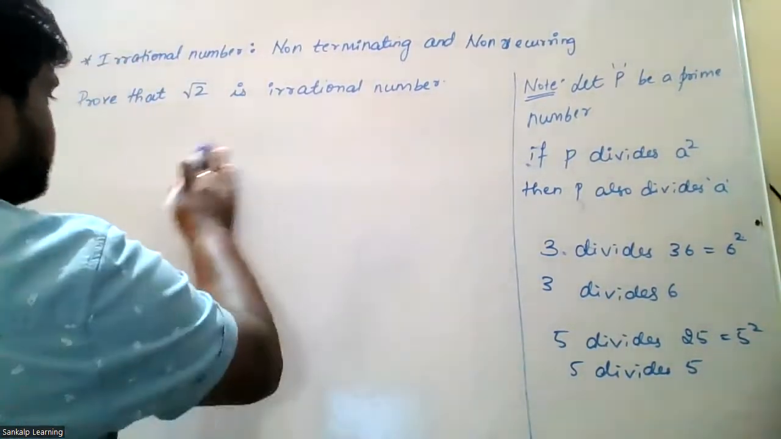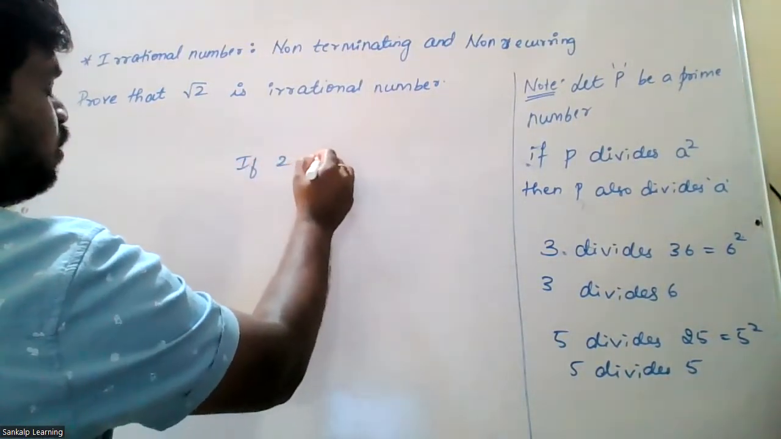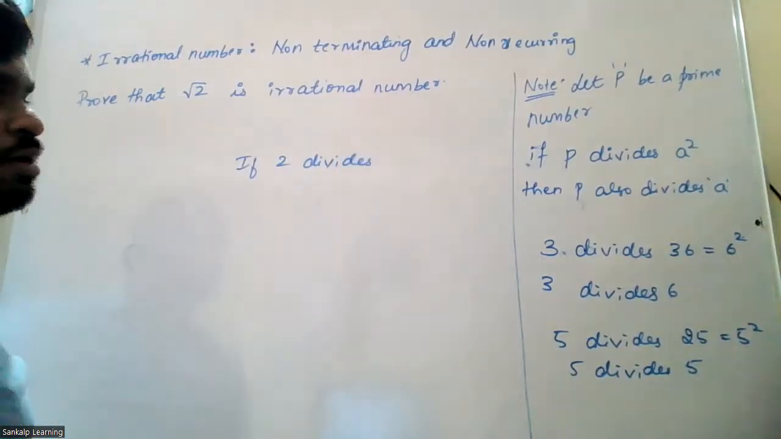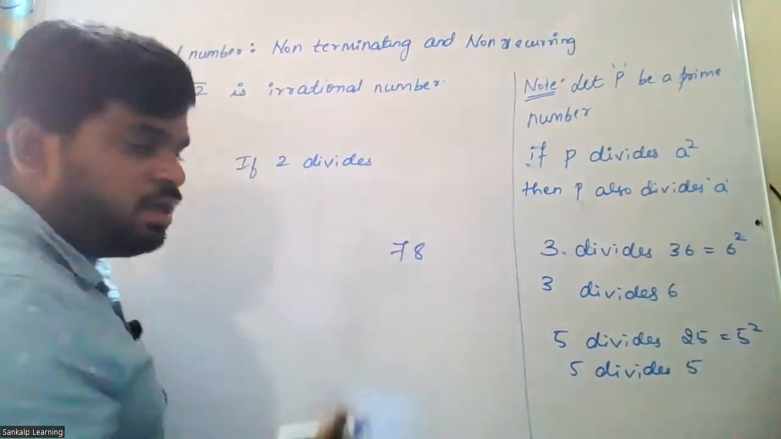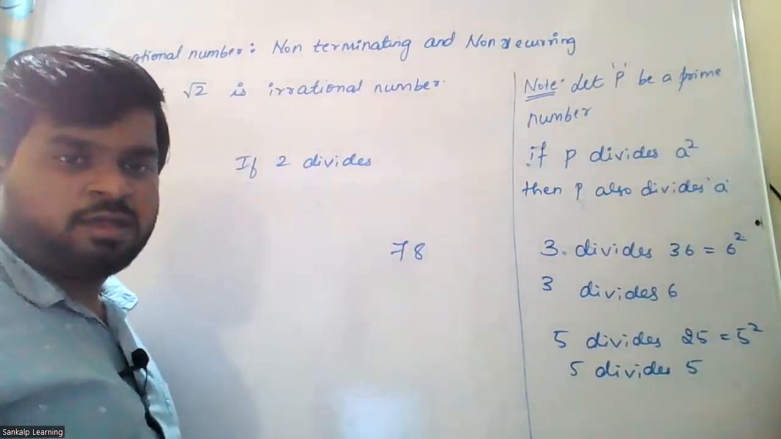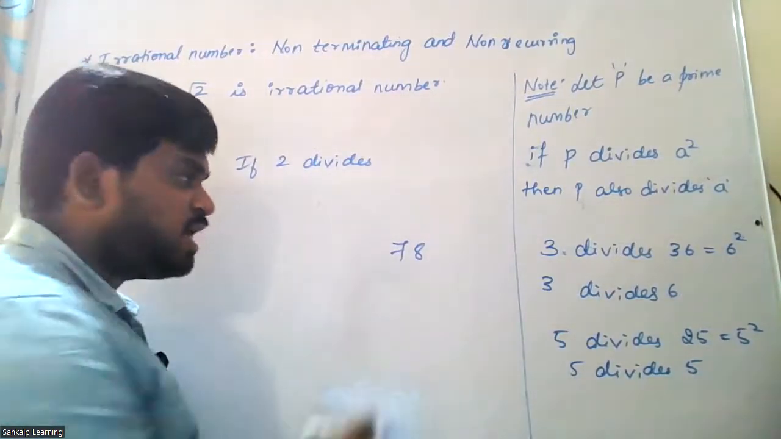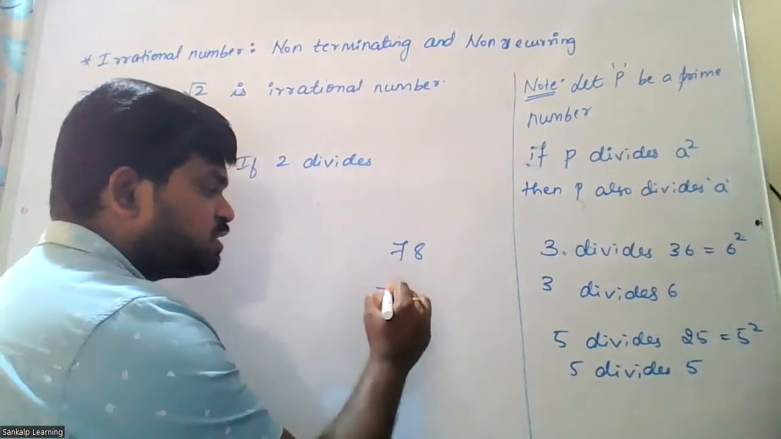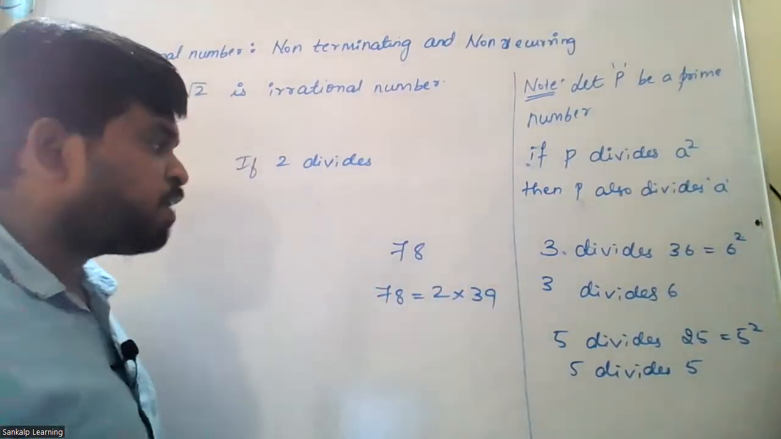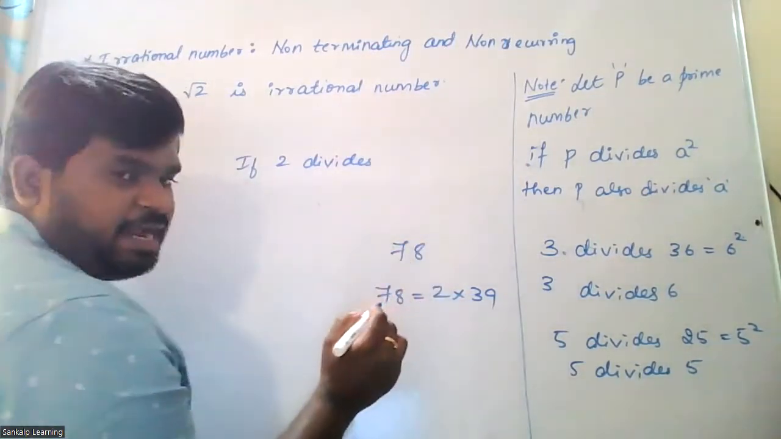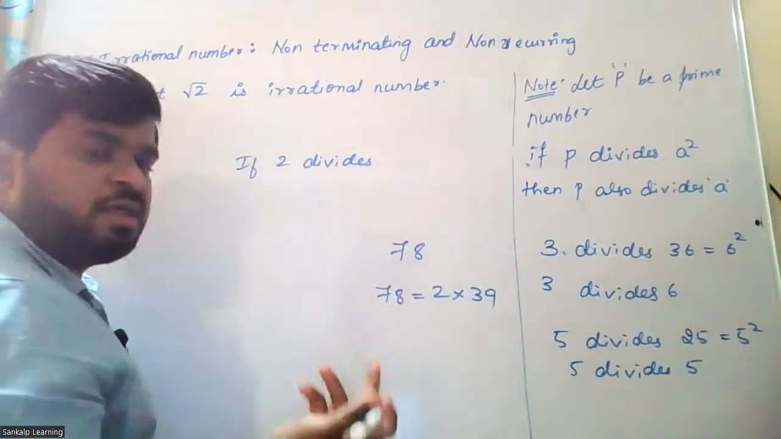if a number, for example, 2 divides some number, or let's take an example, 78. Is this divisible by 2? Yes, of course, it's an even number. It is divisible by 2. Or in other words, I can say this is a multiple of 2, isn't it? Because this 78 can be written as 2 into 39. Now, this 78 is divisible by 2 because it is a multiple of 2. That is one way. Or I can also say this is an even number. That is why it is divisible.